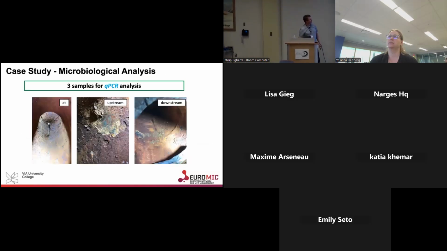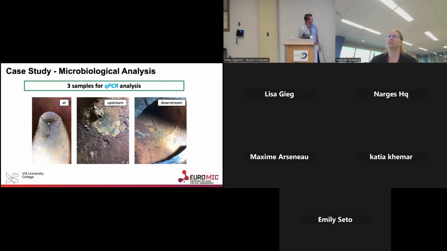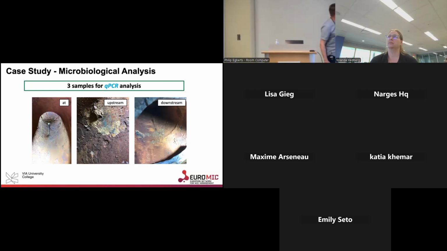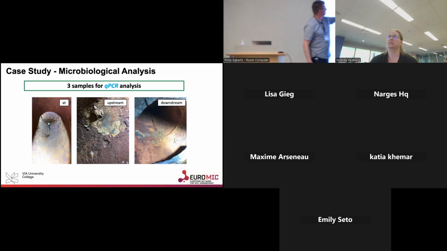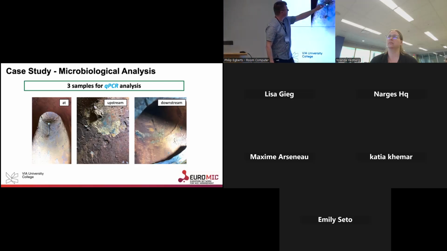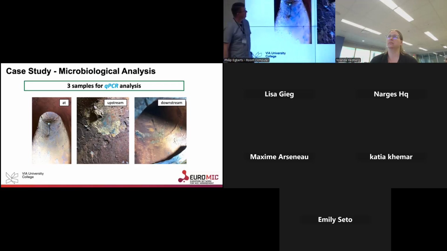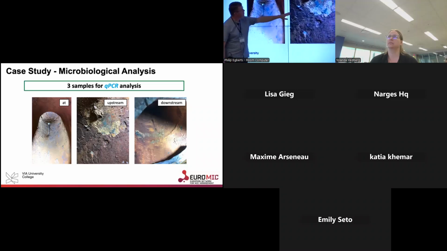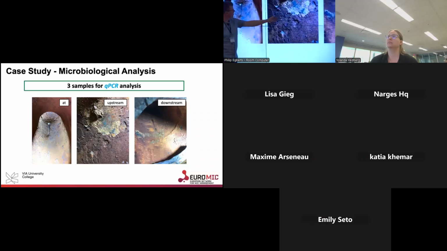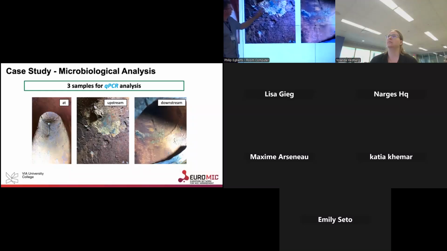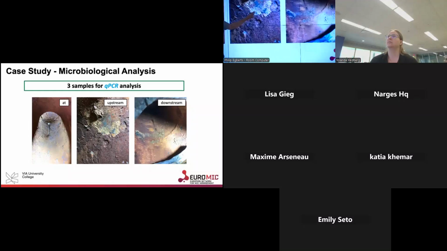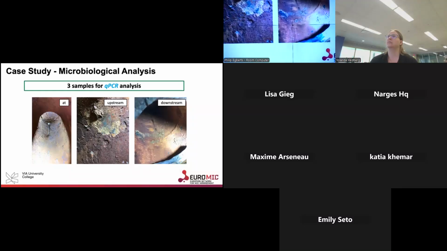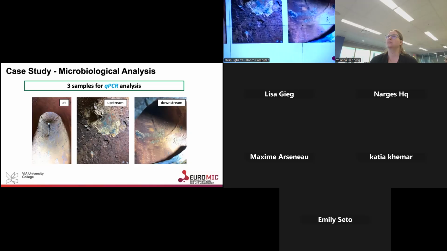So now we come to the samples for microbiology. This is really close to the leak point, so I call that at the leak. And we had 1 sample upstream and 1 sample downstream. But you can already see how dry it is. So it's really not an optimal sample for this. But we give it a try.